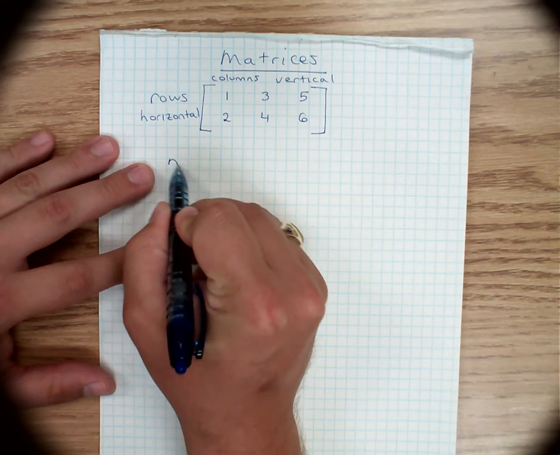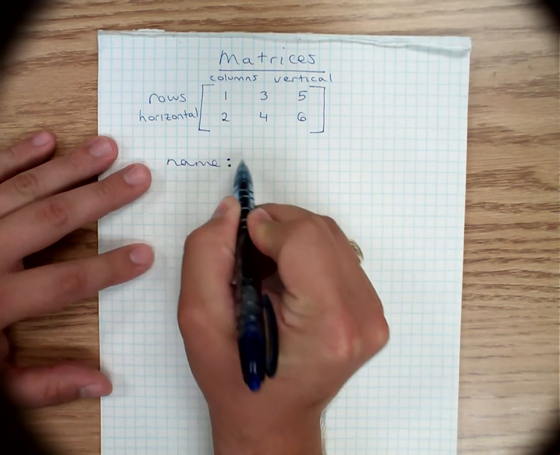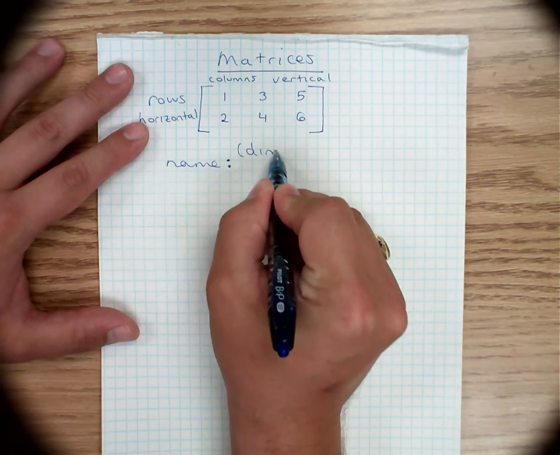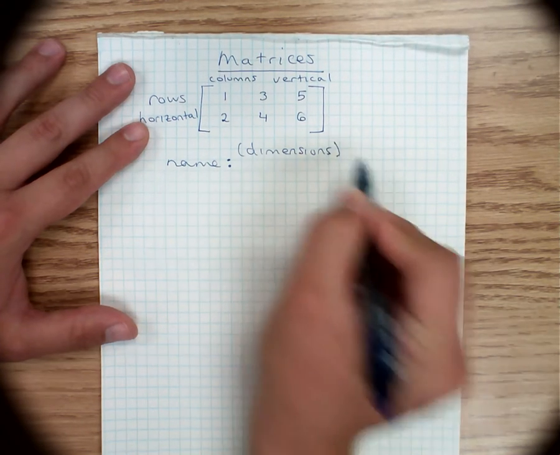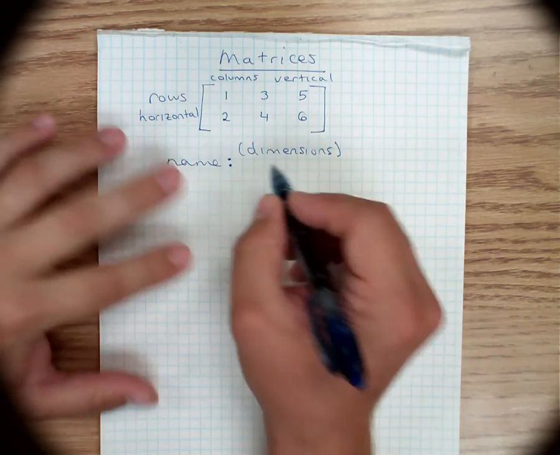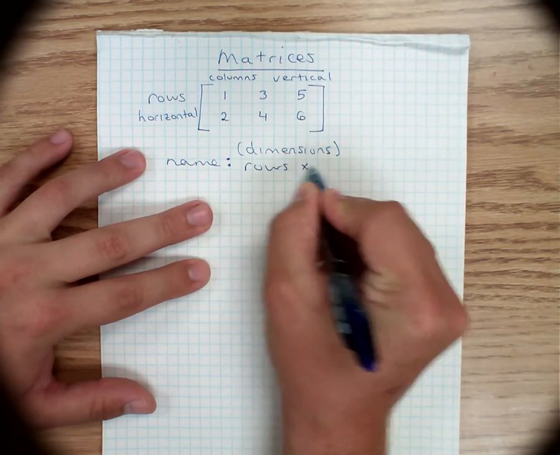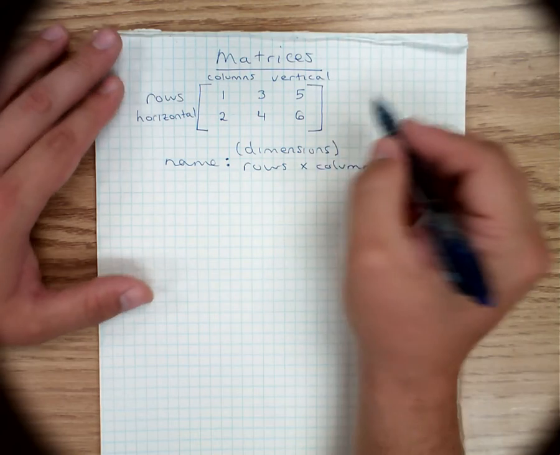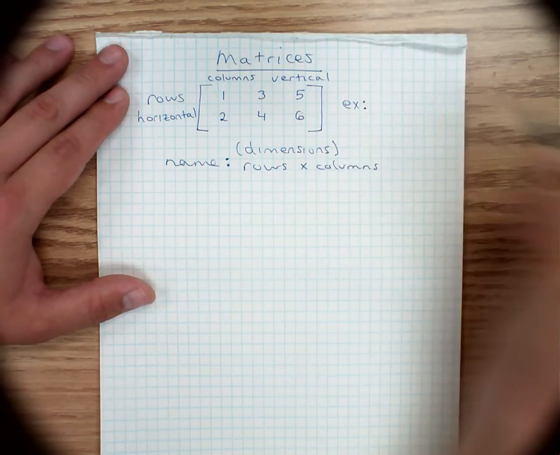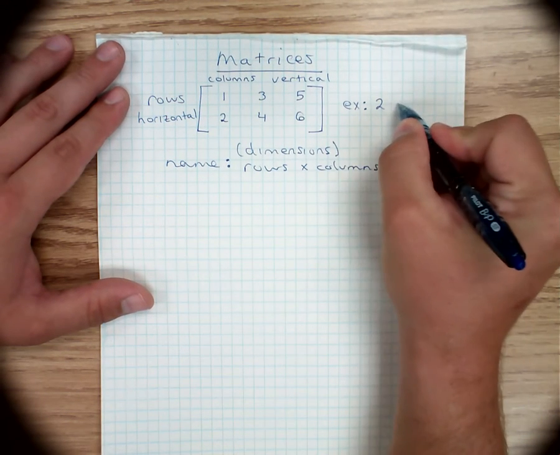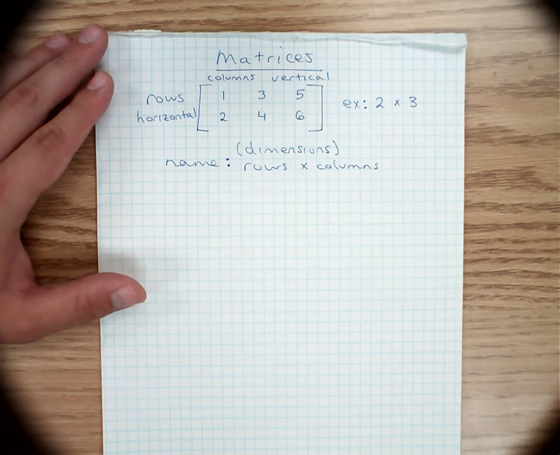Also, when we name these and we show their dimensions, we could either do columns by rows or rows by columns. Which would it be? It's rows by columns. And so this, for example, would be how many rows by how many columns? 2 by 3, yes. Okay.